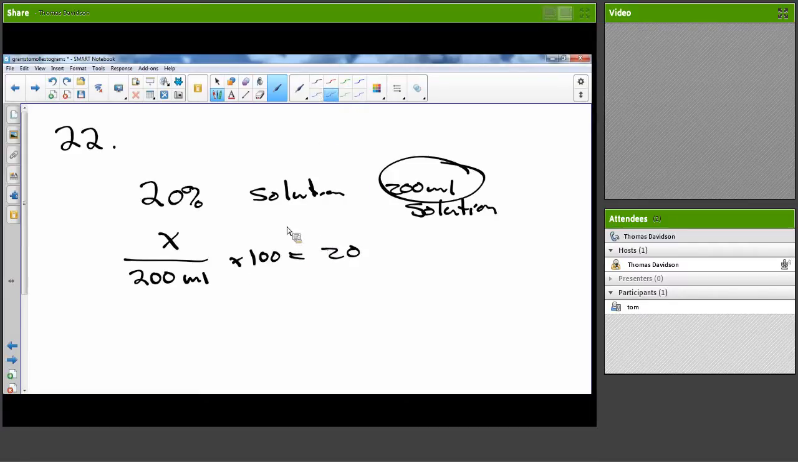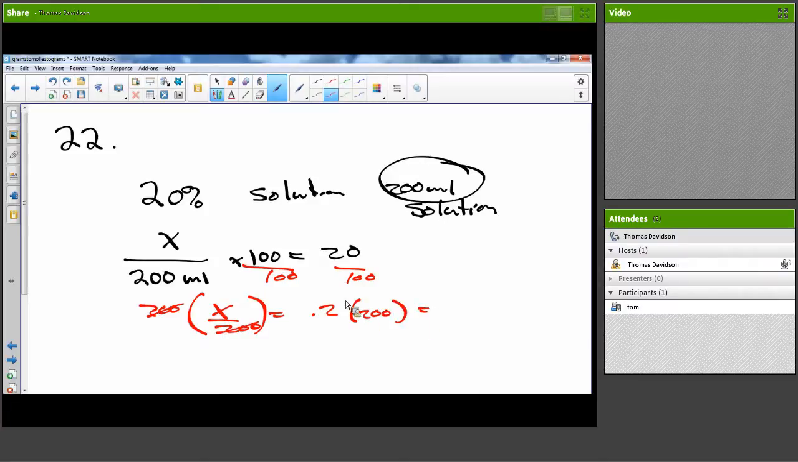So algebra says to divide by 100. All right, so now you have X over 200 equals 0.2. Did I do that right? I'm pretty sure. And then multiply both sides by 200. All right, and then I think that you get 40. I could be wrong there, but I'm pretty sure. So now you would have to add 40 grams. So don't be scared. It's just algebra. Solve for X.